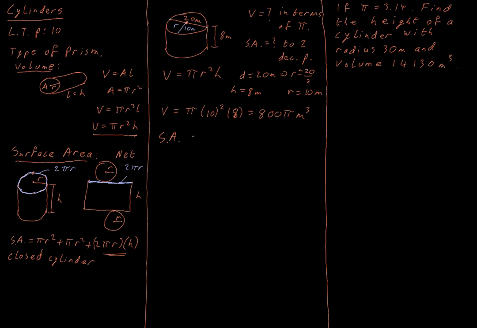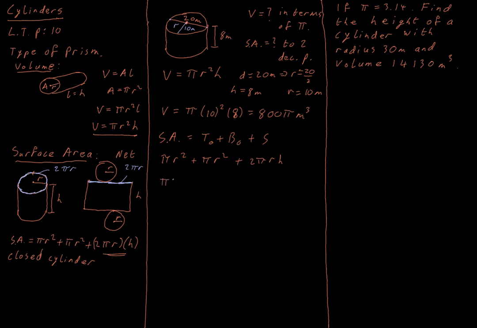So the areas are going to be my top and my bottom, which are both circles, plus my sides. My top and my bottom are the same. I have my radius already, it's 10 meters. So I have pi r squared plus pi r squared, my top and my bottom, plus my side, which is 2 pi r for the circumference of the top circle, multiplied by the height h.